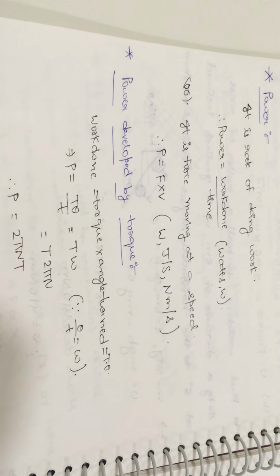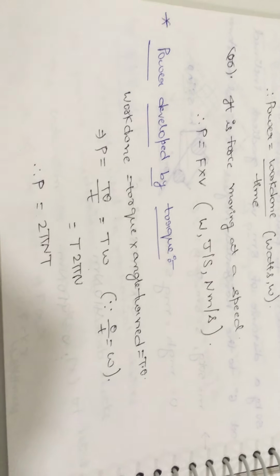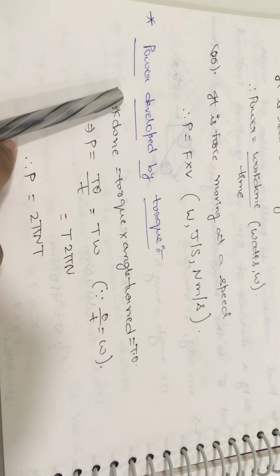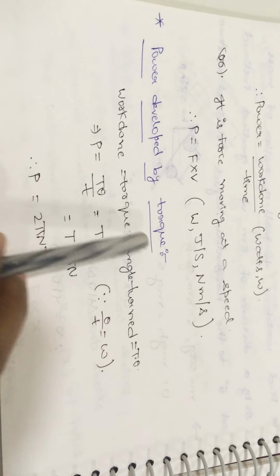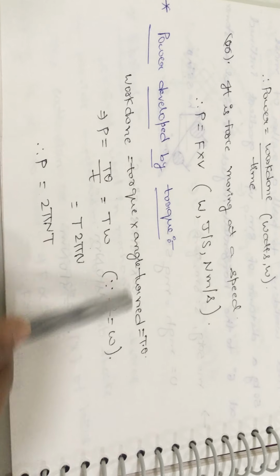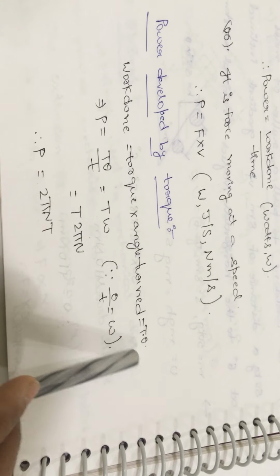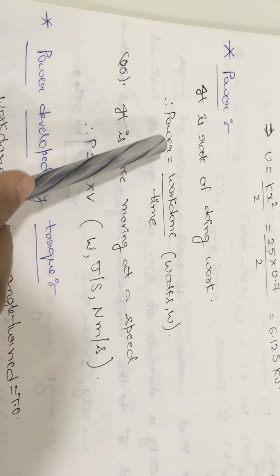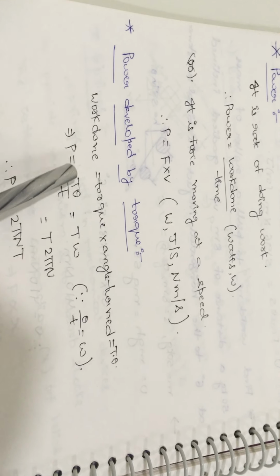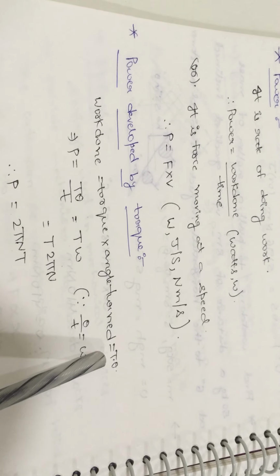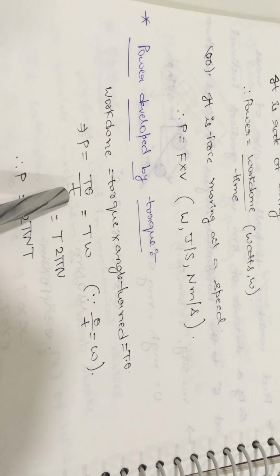And one more formula is there for the power, which is developed by the torque concept. Now we all know that work done formula in terms of torque is nothing but torque into angle turned, that is nothing but T into theta. And we all know that power is equal to work done by time. So here P is equal to work done by time. Work done in terms of the torque is nothing but T into theta by t. Here capital T is nothing but torque. Here small t is nothing but time.